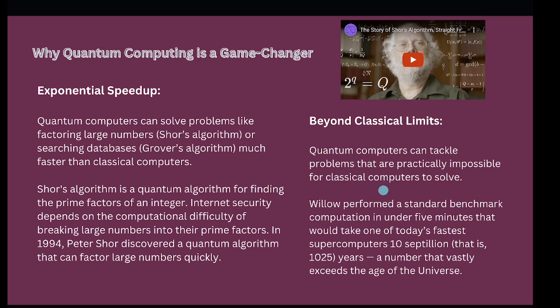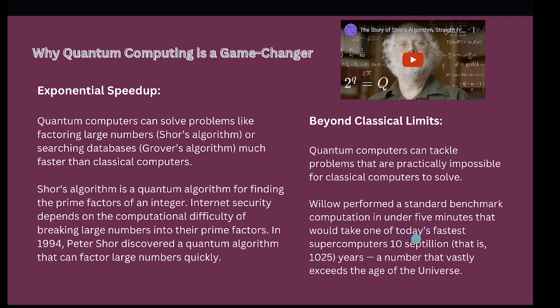Now the second advantage is going beyond classical limits. Quantum computers can solve problems which are basically impossible for classical computers to solve. For example, we have Willow. It is a quantum chip made by Google, launched this year only. So you know what they are saying? They have set a benchmark computation in under 5 minutes.